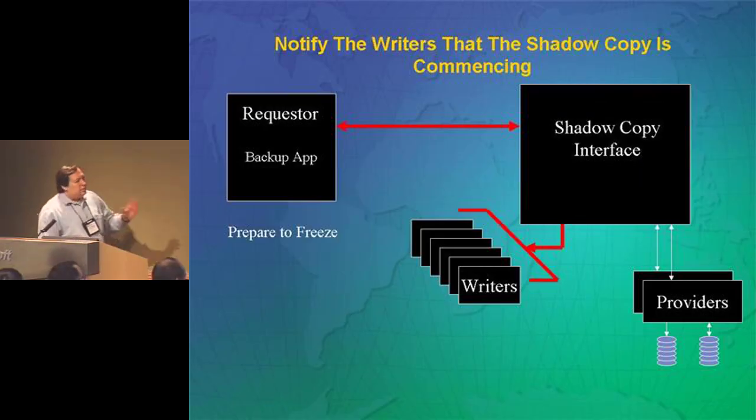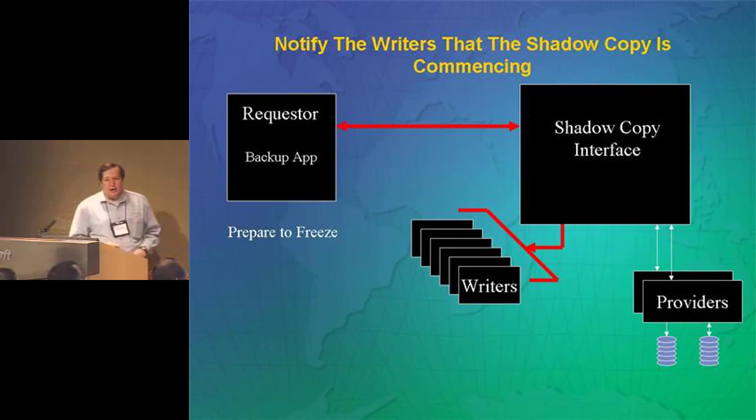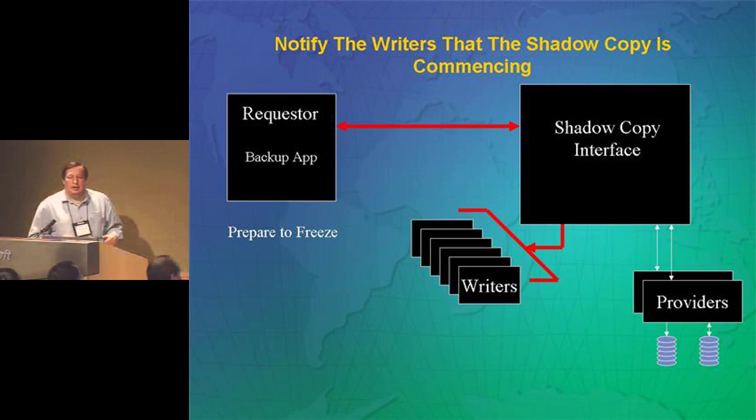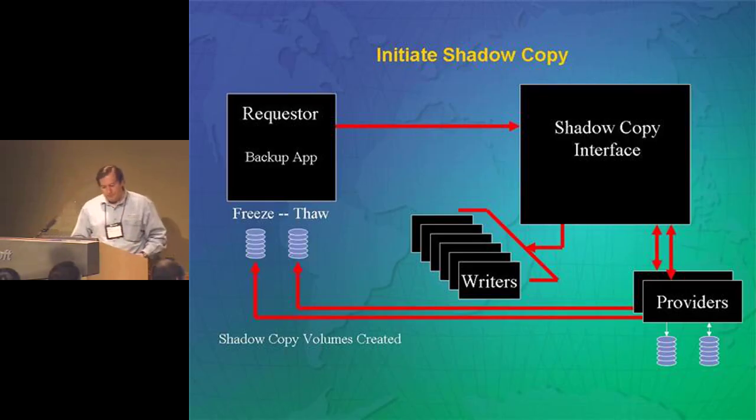So the requester, the backup application, then goes back to the shadow copy interface and says, I'm about ready to do a snapshot. No rush now, but get ready. So the prepare to freeze time is not bounded by time. It gives applications an opportunity to get ready to create a snapshot, because when we create the snapshot, it must happen quickly.